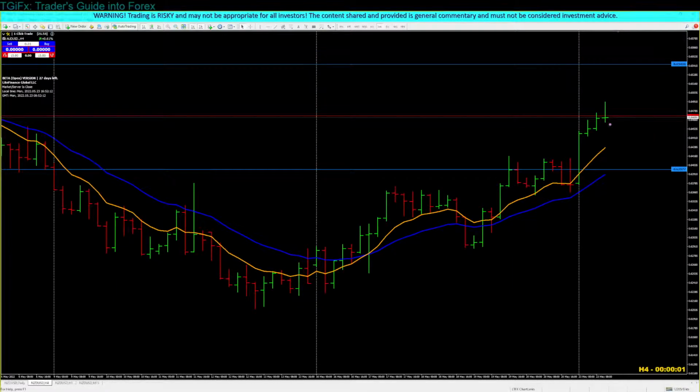Kung hindi naman, then we are looking for a pullback somewhere here. Right? If not close to the EMA, close to the floor level, that's where our entry level would be. Okay? So, meaning, ito yung example na sinasabi ko sa inyo. Gumalaw na. Hahabulin ko pa yan for a buy? Hindi na. Mag-aantay ako ng retest or pullback. Anong ibig sabihin nun? Okay?